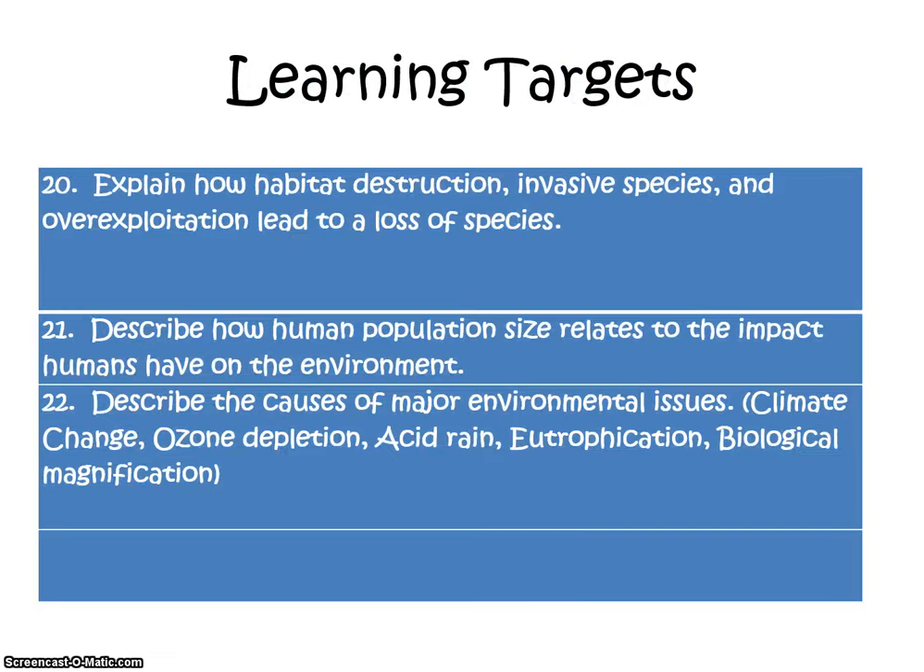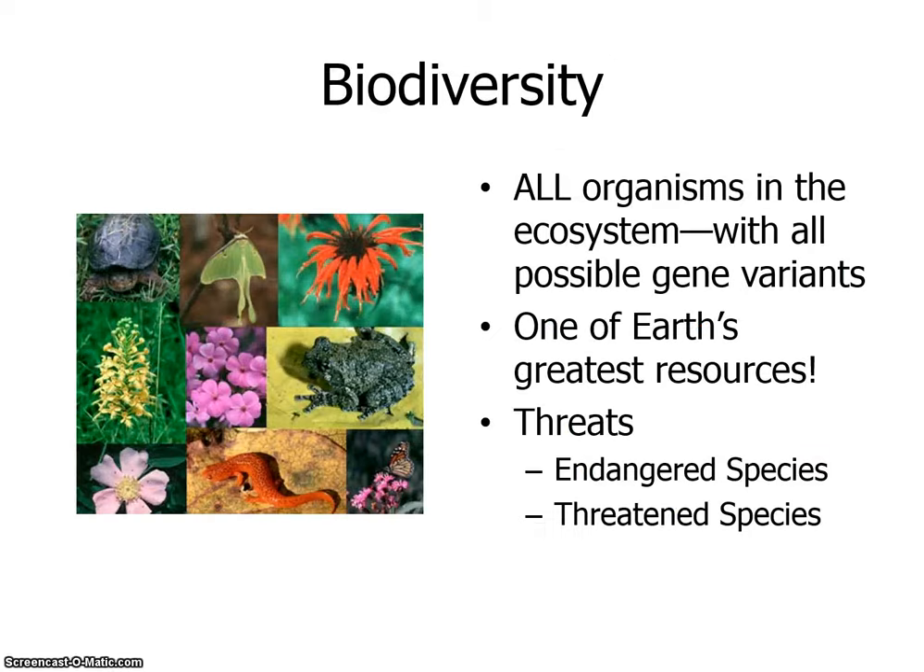Alright, so learning targets. 20, explain how habitat destruction, invasive species, and overexploitation can lead to a loss of species. 21, describe how human population size relates to the impact humans have on the environment. Obviously, the larger your population, the larger the impact. 22, describe the causes of major environmental issues: climate change, ozone depletion, acid rain, eutrophication, biological magnification. We'll talk about all those.